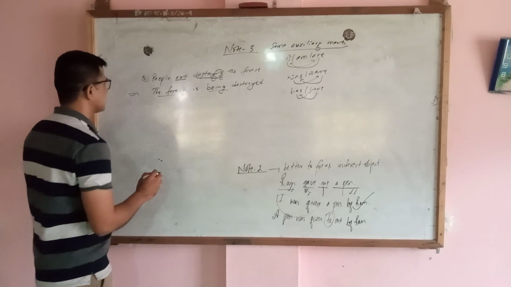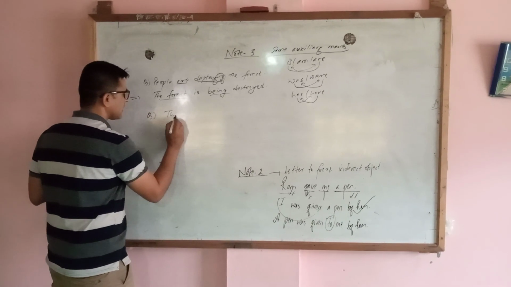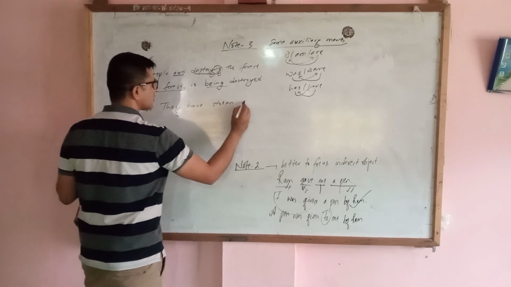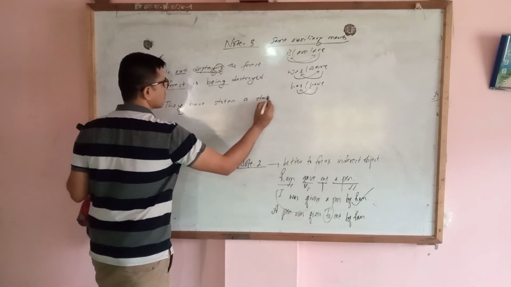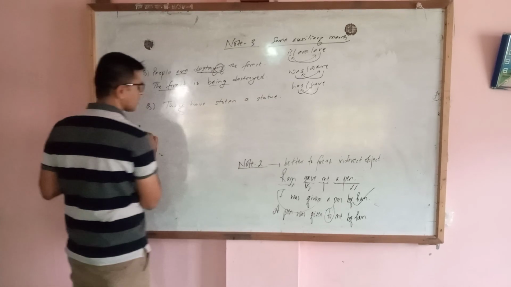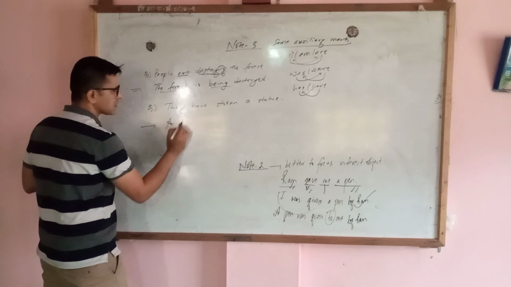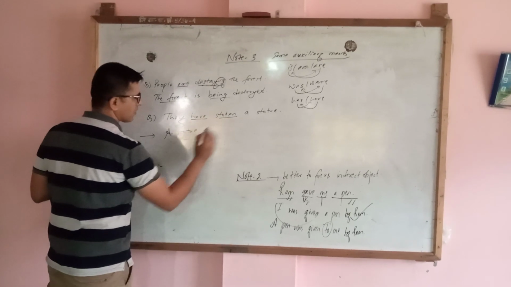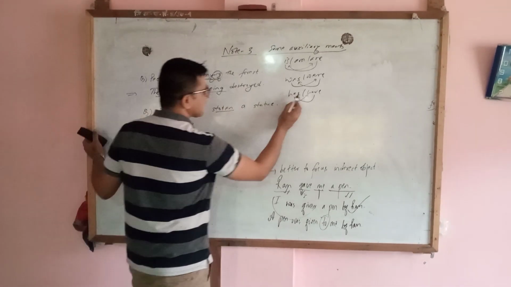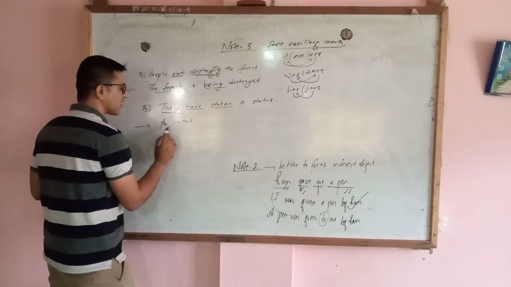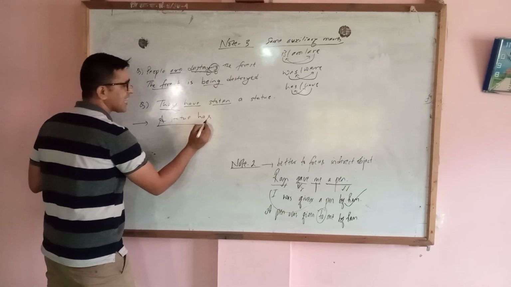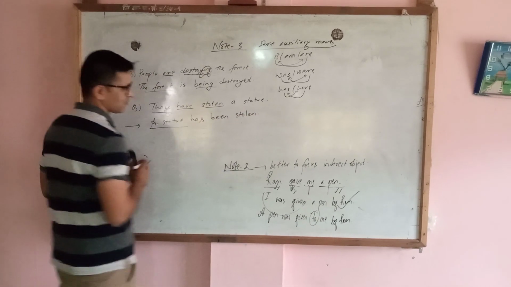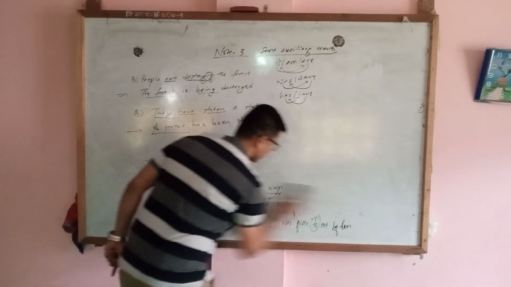Now the question is, in the same way, they have stolen a statue. Now the answer is, a statue. Look at that, auxiliary plus main verb, same auxiliary, but have is taken by plural. They is plural, a statue is singular, so we have to use has been stolen. This is the answer. So let's go to the next note.